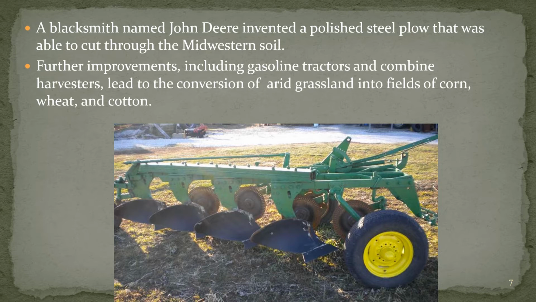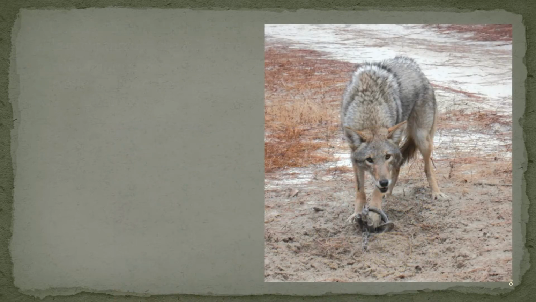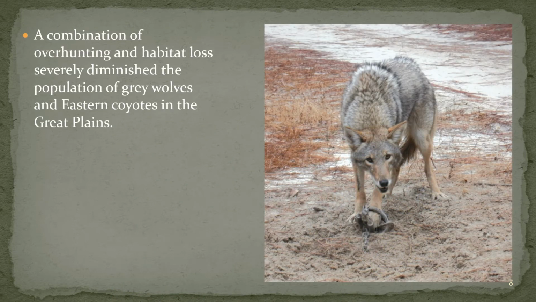with further improvements, including gasoline tractors and combine harvesters, this led to the conversion of arid grassland into fields of corn, wheat, and cotton. Bam! We were able to produce. A combination of overhunting and habitat loss severely diminished the population of gray wolves and eastern coyotes in the Great Plains.